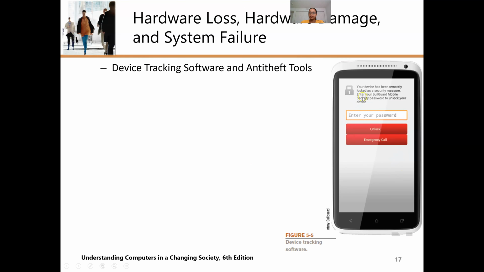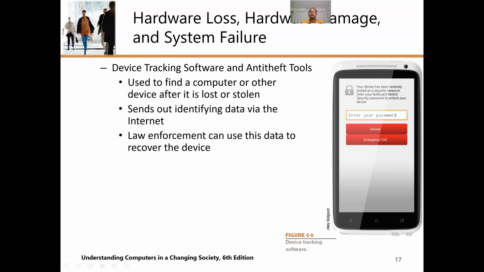I'm sure all of us would have seen such a screen. So this is a screen for a device tracking software or anti-theft tool. So it is used to find a computer or a device that is stolen. So did you face any such situation where you misplaced your laptop or mobile phone somewhere and you had to use a third party or inbuilt find my phone kind of application? I lost my phone once and I had to use this application to find it, and it got me the coordinates where I could go and find if my phone was available.